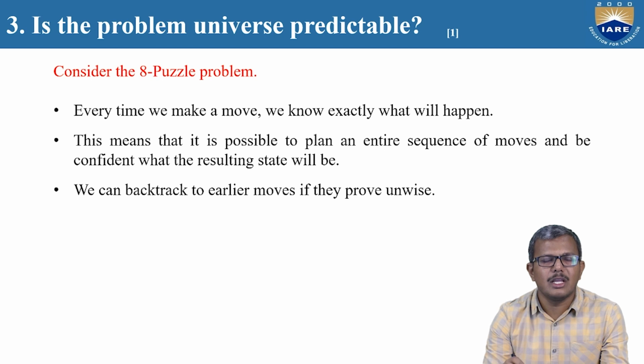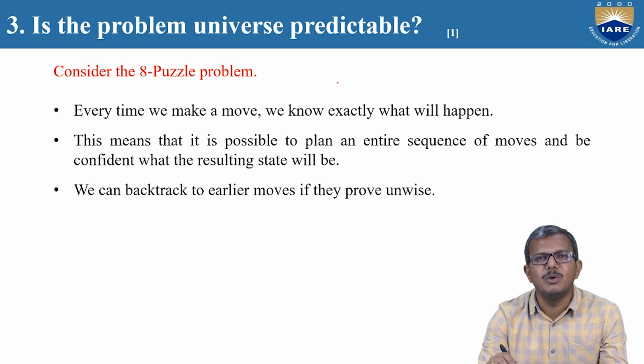Coming to the third characteristic of the problem. What is that? Is the problem universe predictable? Meaning, is it possible to predict the next coming step? Whenever you apply a particular rule or operator to a given state, what new state is it going to produce? In most cases of real AI problems, predicting the future states is completely not possible. So you are supposed to understand whether your problem is related to this particular case or not.